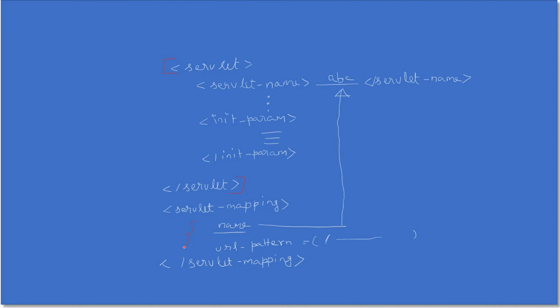Suppose you want to manually change something inside the deployment descriptor, for example the initializing parameter, so you know what to look for. First you will go to servlet mapping, find the specific URL, you will find a servlet name, then you will map where that servlet name ABC is, then you will go to the initializing parameter and change whatever parameter you want.